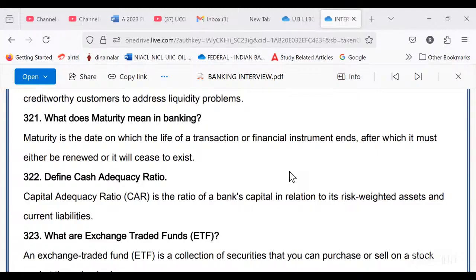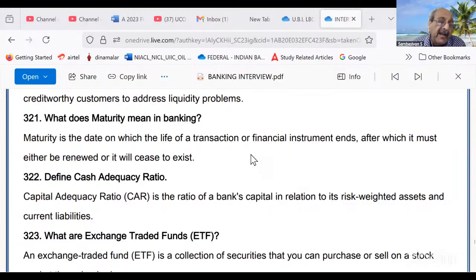321. What does maturity mean in banking? Maturity is the date on which the life of a transaction or financial instrument ends, after which it must either be renewed or it will cease to exist. Yeah. So this maturity comes in the case of our fixed deposits, recurring deposits, and all. Fixed deposits, supposing we open today, that is today's date, 21/4/2025. If we open for 1 year, it will mature on 21/4/2026. Nowadays, banks have a system of automatic renewal for the same period at the new rate of interest prevalent on the due date.